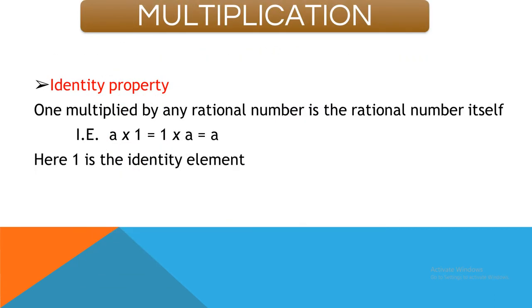Let's understand the next property of multiplication, that is the identity property. This property says that there is a number 1 which is a rational number such that if we multiply any rational number with 1, the number remains same. Its identity is not changed. So 1 is called the identity element. Clear? If we multiply 1 with A, in either way, the result is A. Its identity is not changed. So 1 is the identity element.